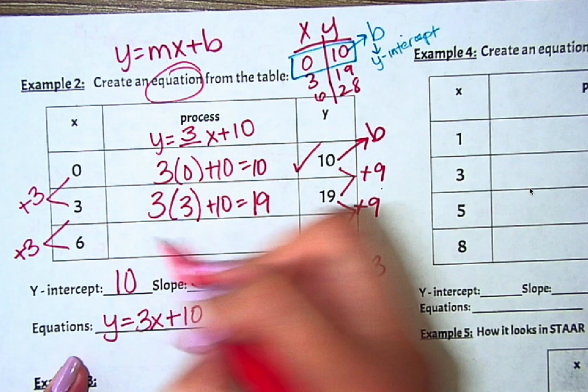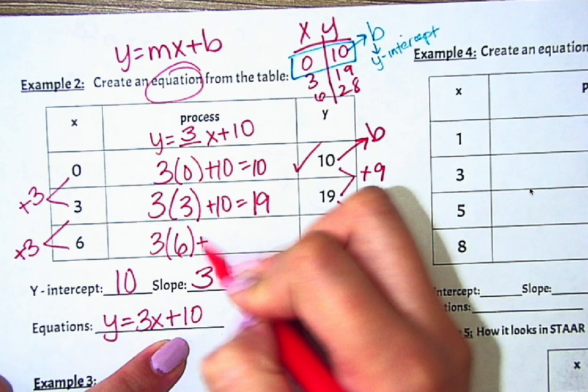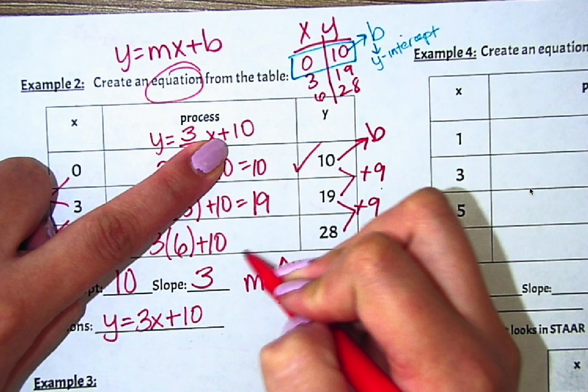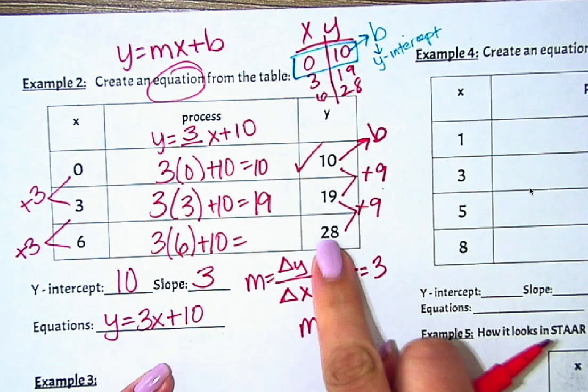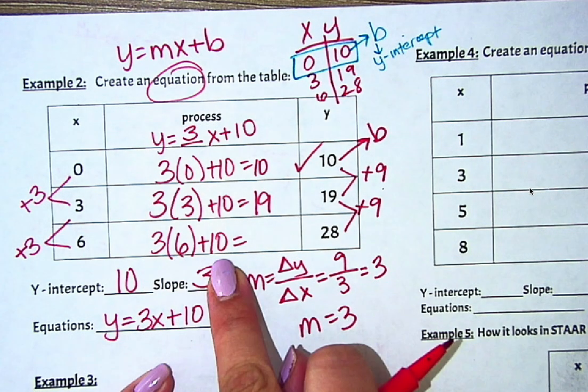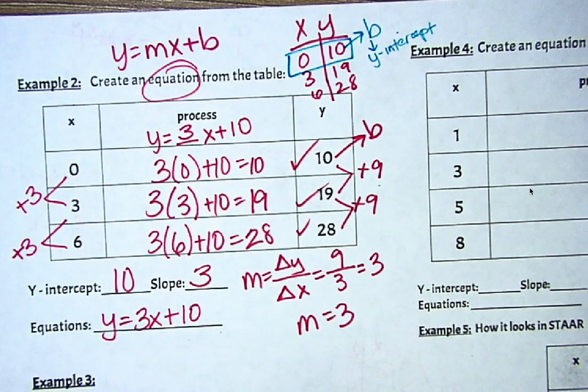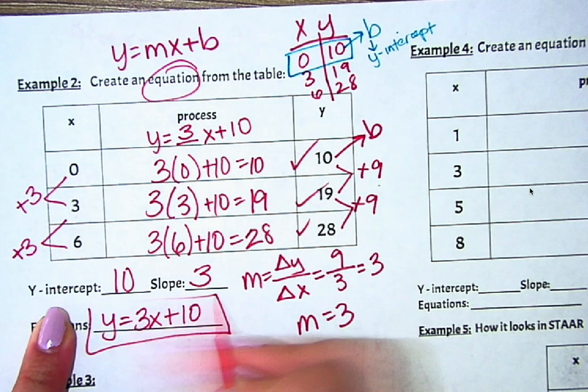Okay, the last one, plugging it in. My x value is 6. Plugging in the rest of my equation, my answer should be 28. Let's solve for it. 3 times 6 is 18, plus 10 is 28. They all check out. So that means that this is the correct answer.